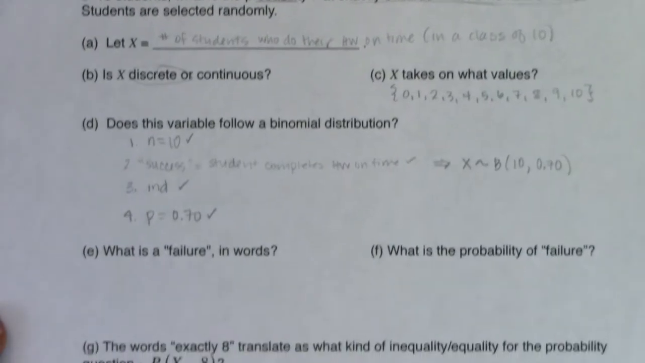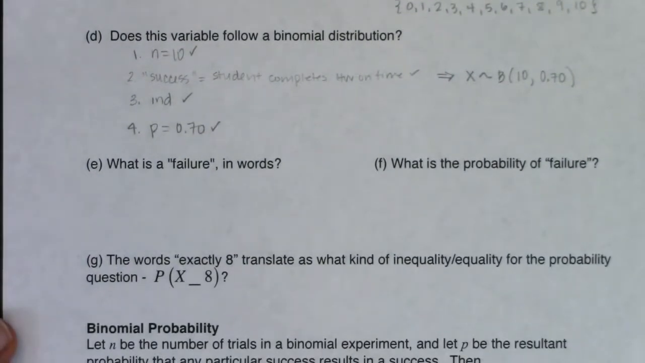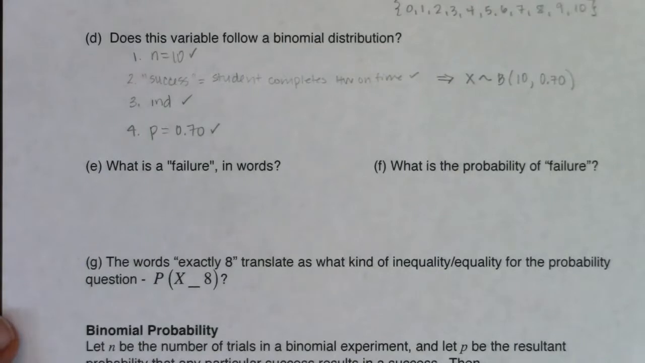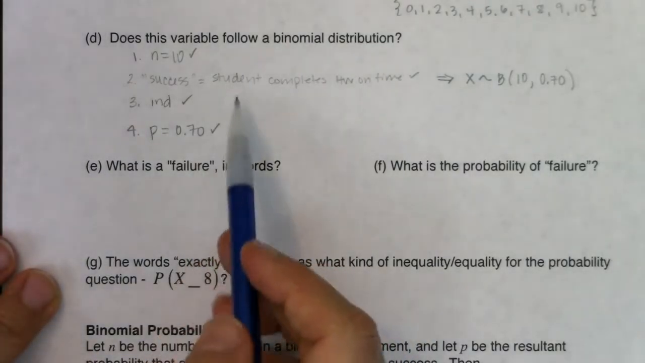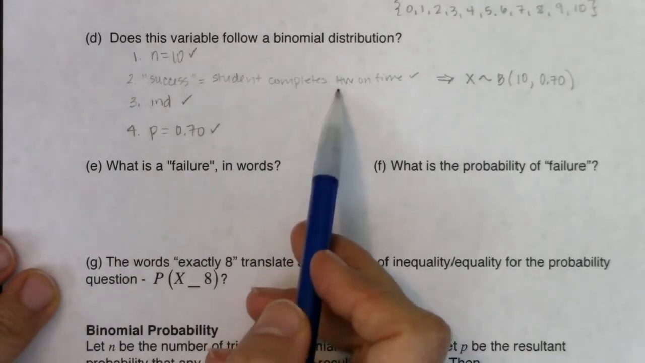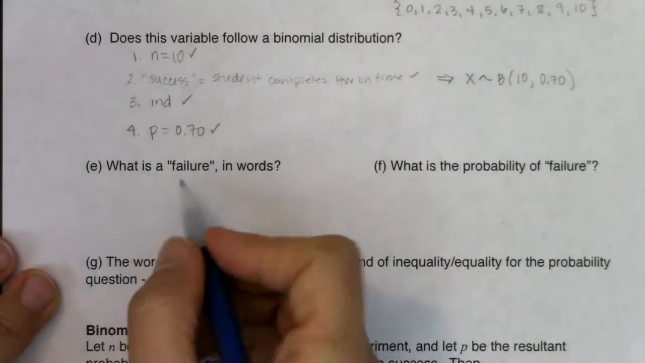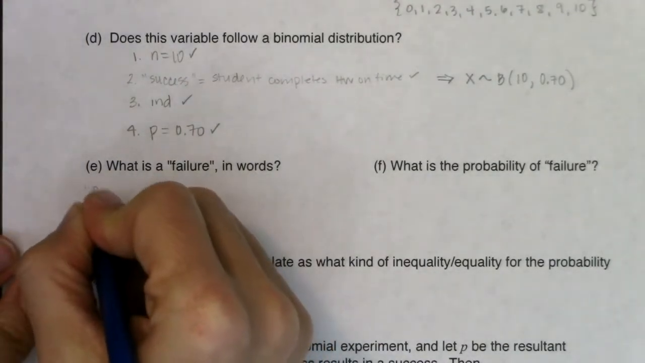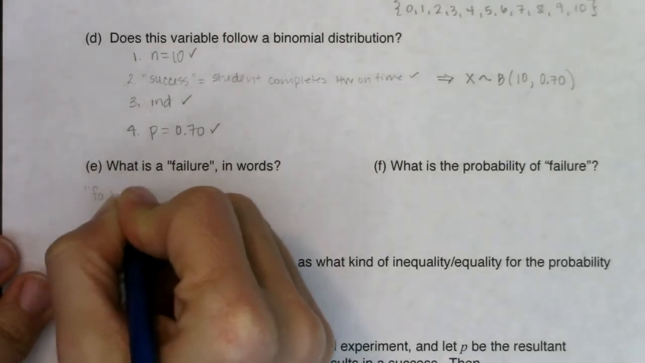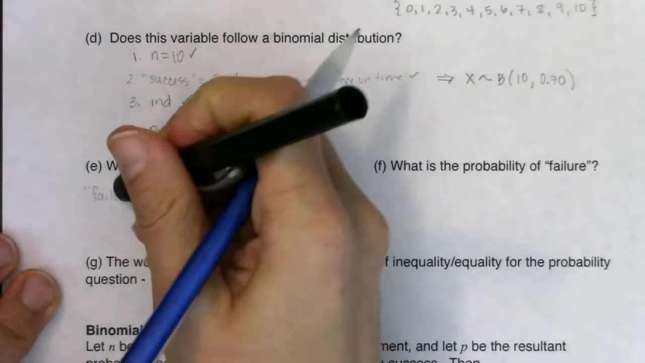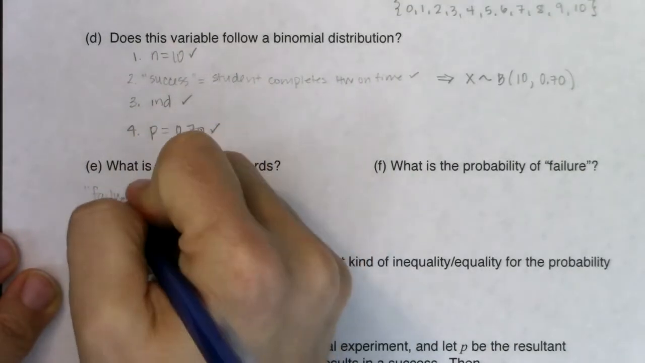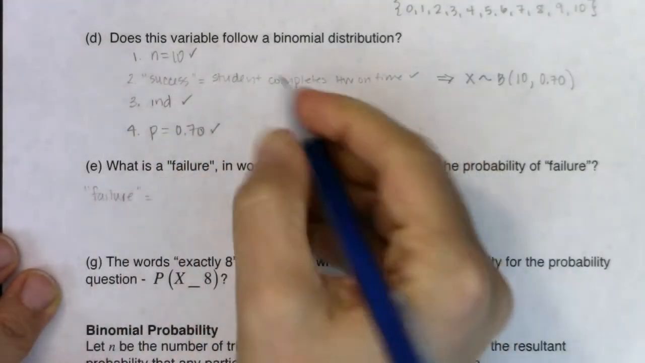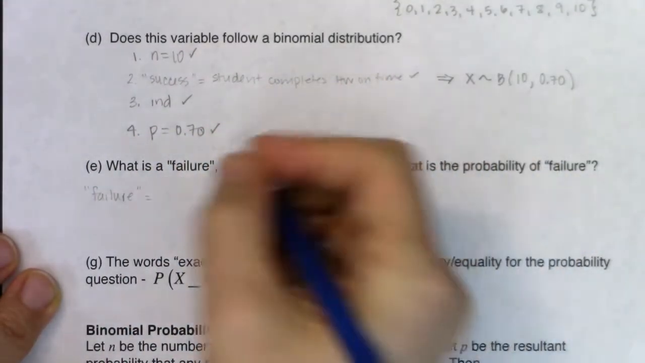Now, in terms of failure and success, let's take a look. We have success, a student doing their homework on time. So what is the complement of that? What does that mean for a failure? Well, it means not completing your homework on time. So failure is the complement to this, and if we remember that complement idea from back in chapter 3, it's the not. So failure: a student does not complete homework on time.